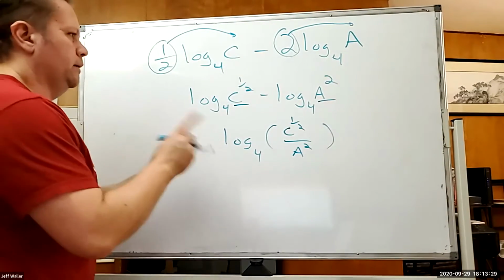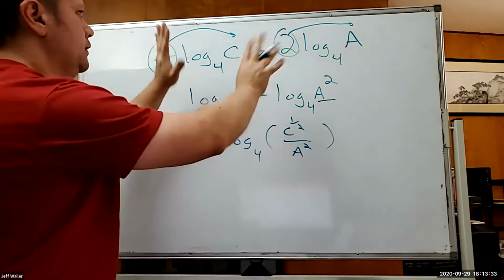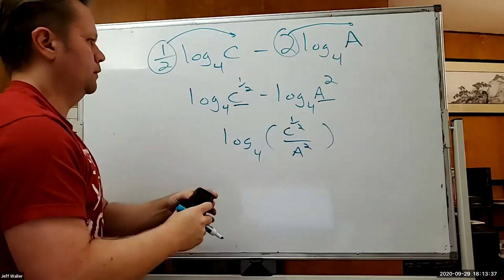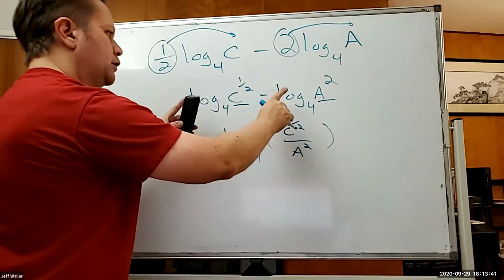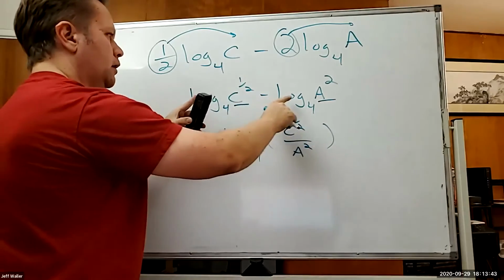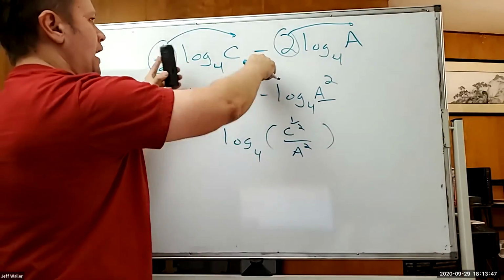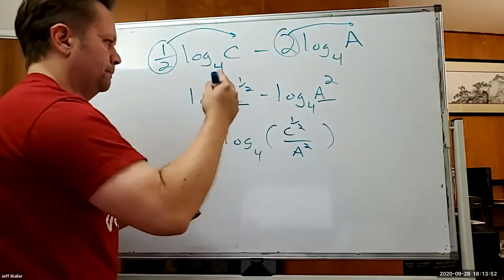Let me show you a slightly easier problem. I want to make a big deal out of this. Once I got those coefficients out of the way, I do have a property about the difference of logs. I don't have the property of the difference of half a log and twice a log. I don't have any property for that, but once I got those out of the way, bam.